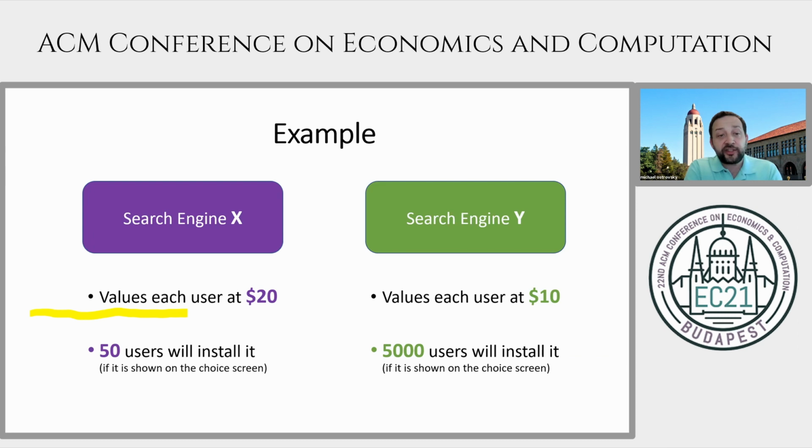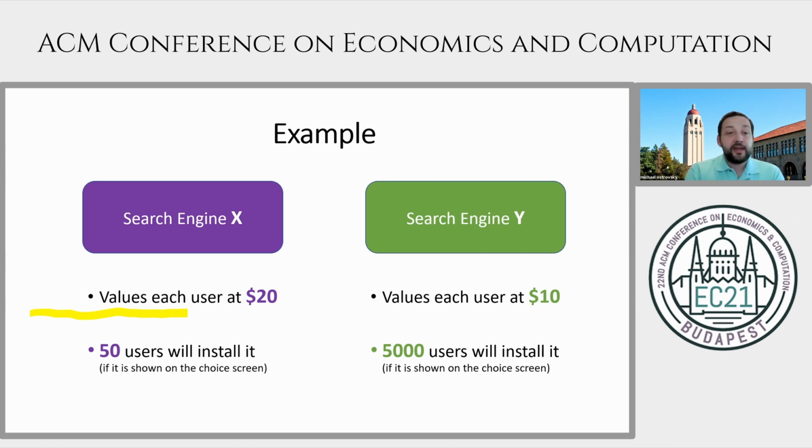And search engine X is kind of greedy. They try to monetize aggressively. They value each user at $20. All right. And search engine Y is not as greedy. Maybe they use revenues to plant trees, or maybe they're very privacy conscious, or maybe they show fewer ads. So they value each user only at $10.